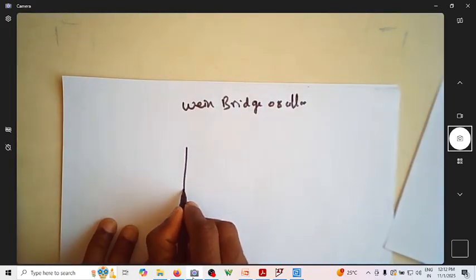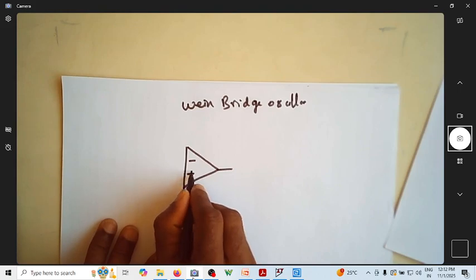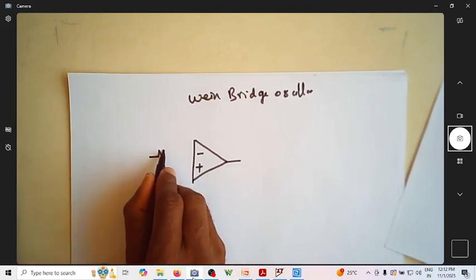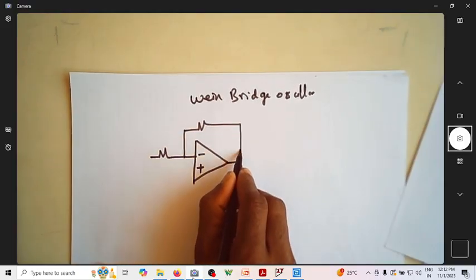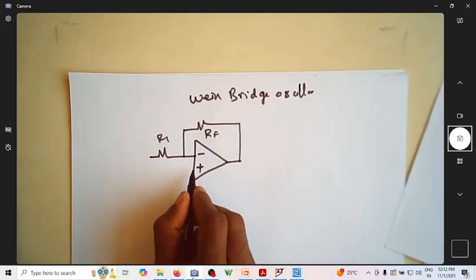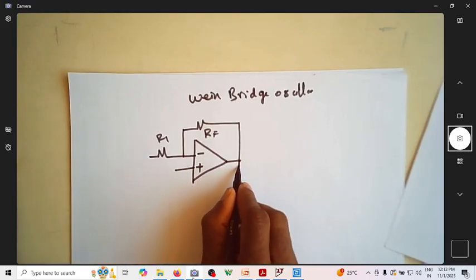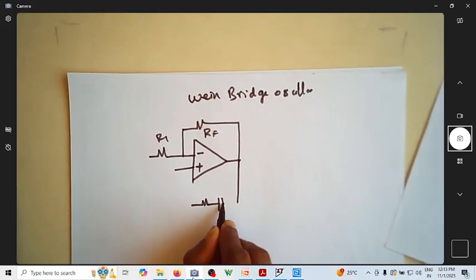So now this is realized using an op-amp, with minus and plus inputs. You are using negative feedback to get a desired gain from this op-amp, which is set by RF and R1. Now you can see you are providing a positive feedback also, that is using this network of resistor and capacitor in this way.